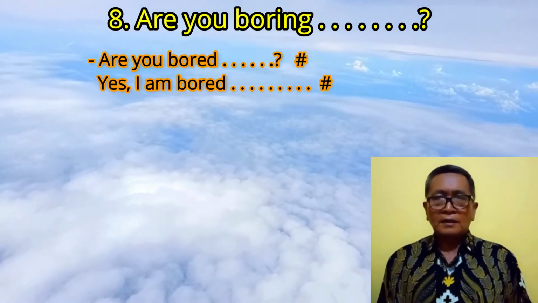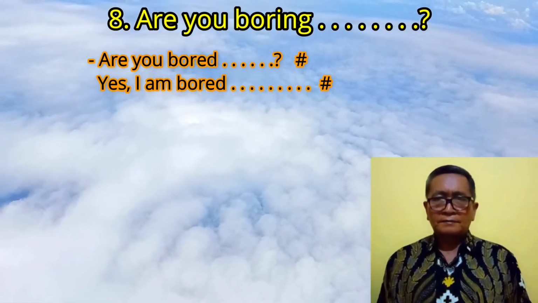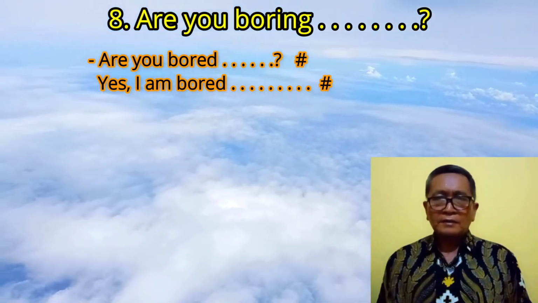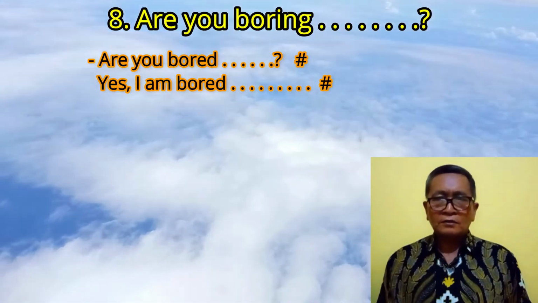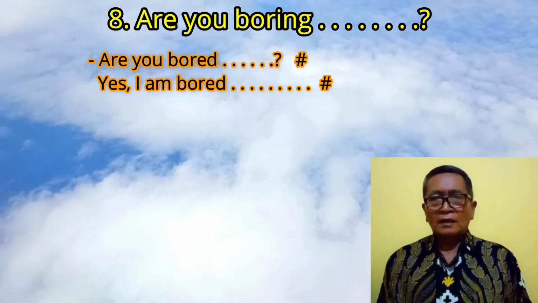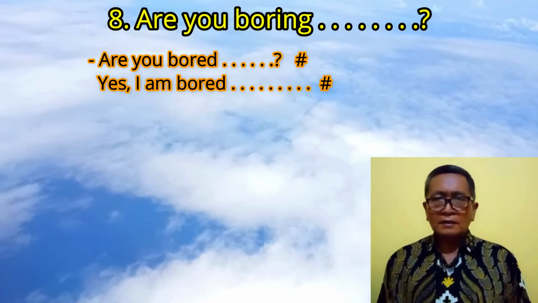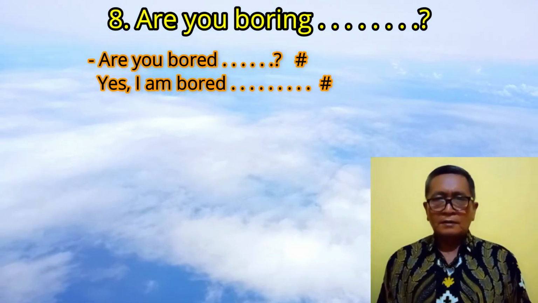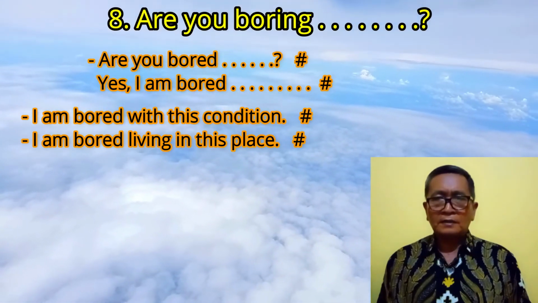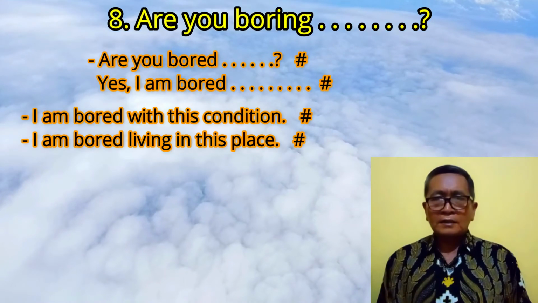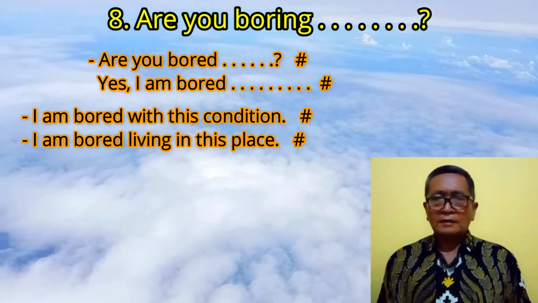Why should it be in passive construction? Because there is something that makes you bored. So the active sentence is, the situation or the condition where you're living is boring for you. So the right sentence is, I'm bored with this condition. Or you can also say, I'm bored living in this place. Okay. Remember that this is also a passive construction. You go back to the previous explanation of the passive sentence.